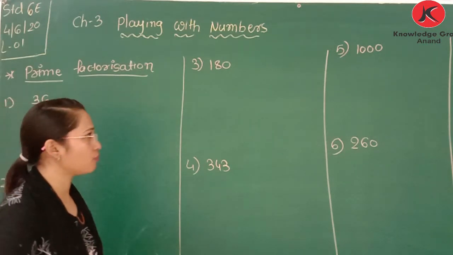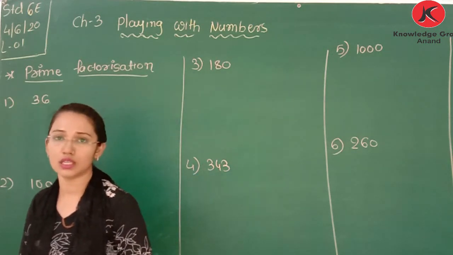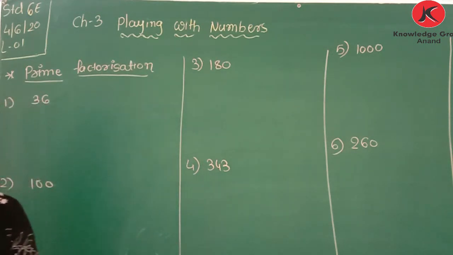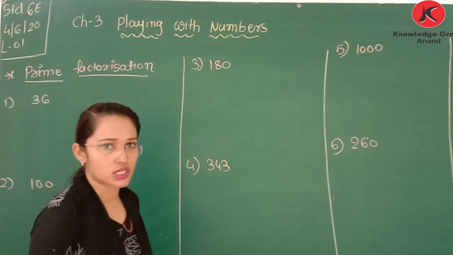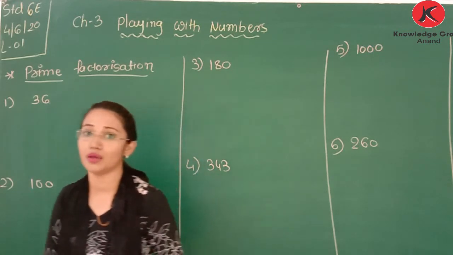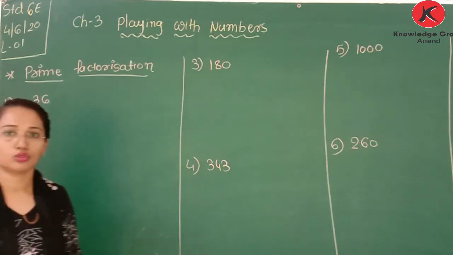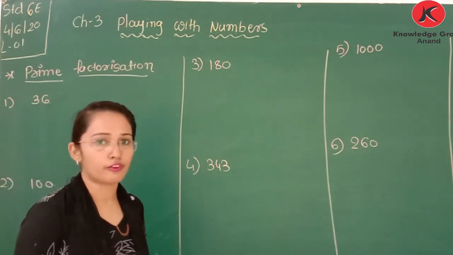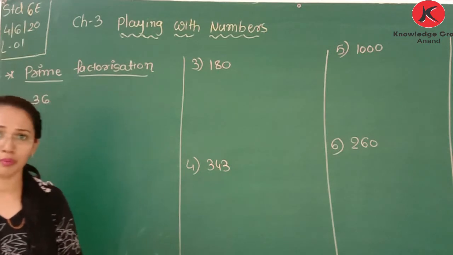So what is a prime factorization? Prime factorization means represent the number as a multiplication of prime numbers. Prime factorization means represent a number with the multiplication of prime factors. If I say 10, what are the factors of 10? 2 and 5, and 2 and 5 are both prime numbers.